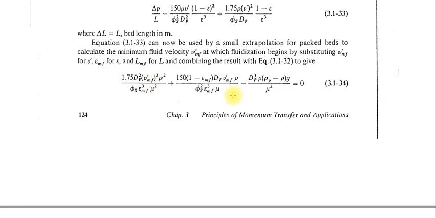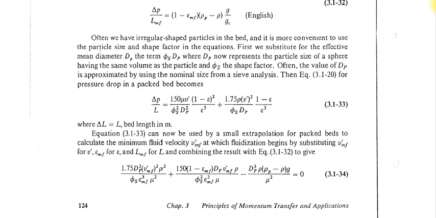Okay, so this is the simple equation which can be used to calculate the minimum fluidization velocity. Once you know the minimum fluidization velocity, you can substitute its value in this equation or in this equation. From here you can calculate the pressure drop. Okay, or you can also calculate the values of other parameters.